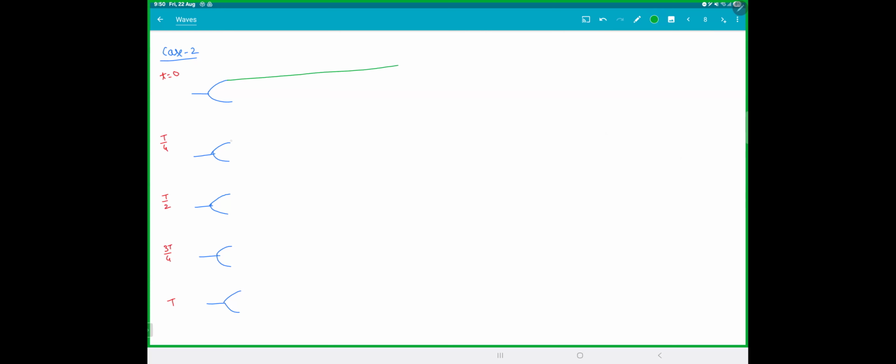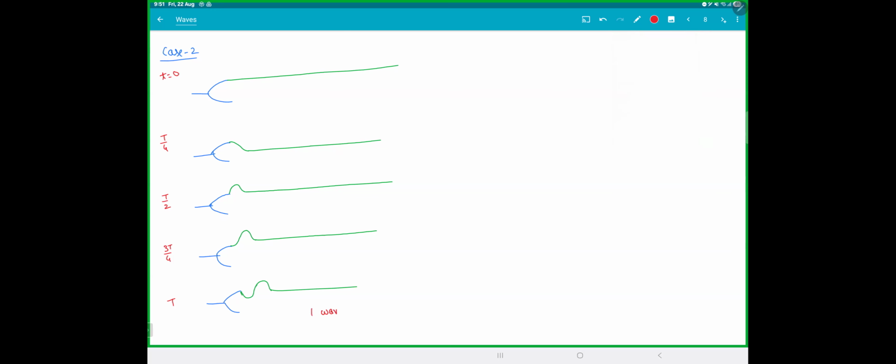So at T by 4, it will go up. So the pulse will be like this. You created basically 1/4 of the wave. When it comes down, you get a bump like this. Then something of this sort. There. So basically you create one full wave pulse.